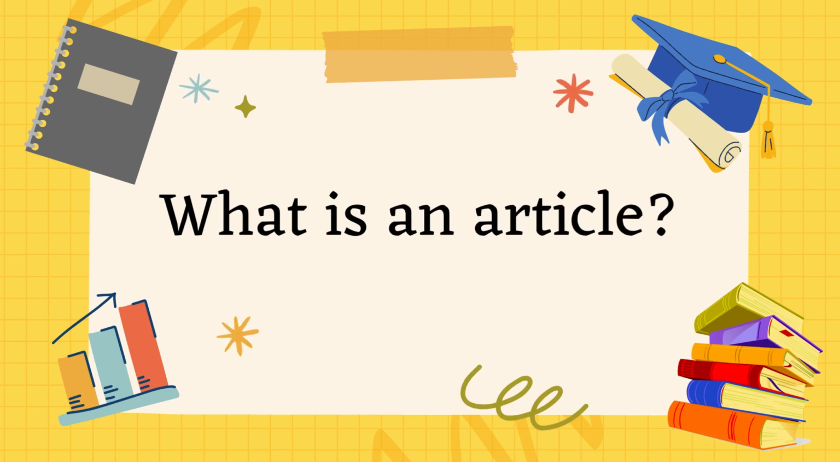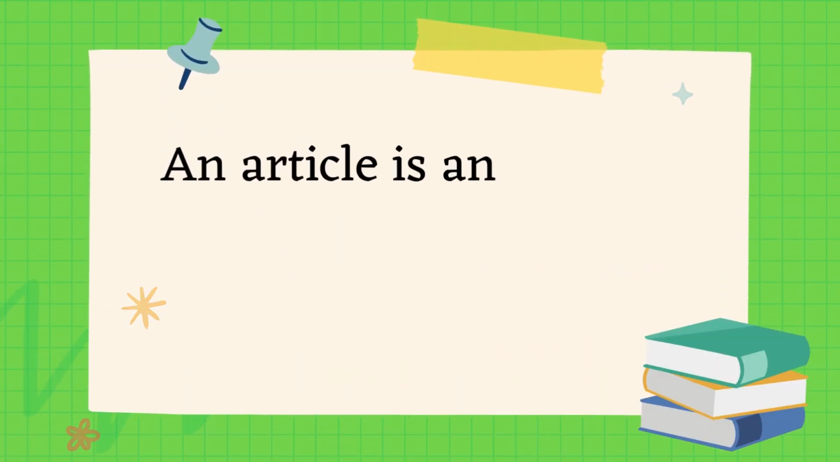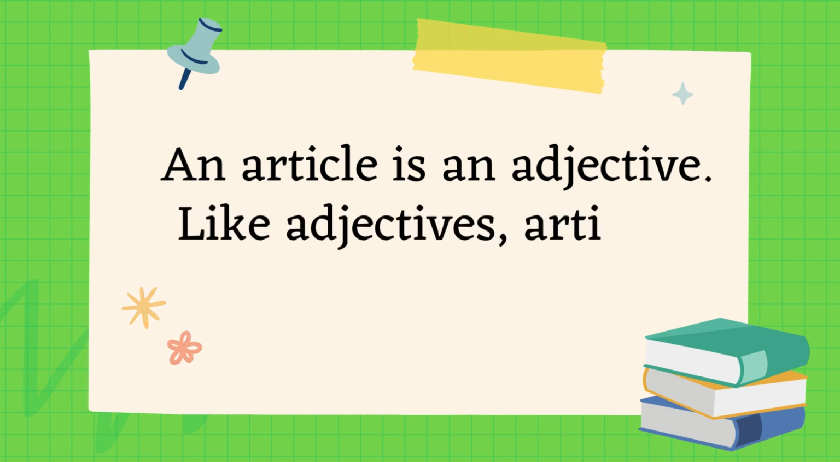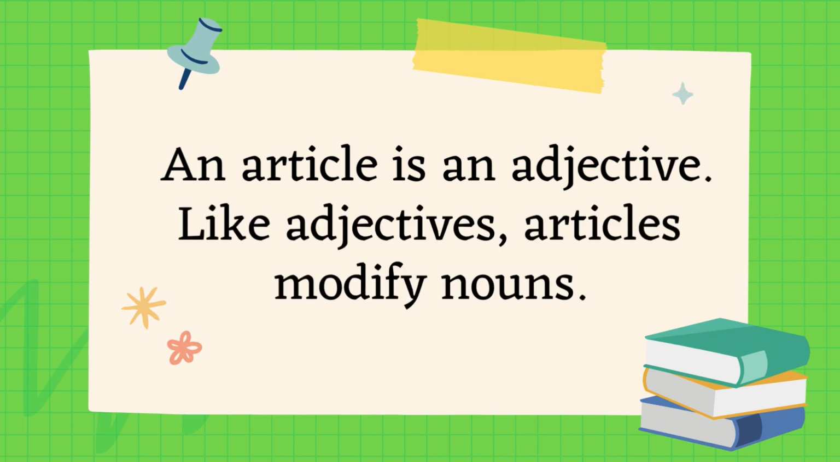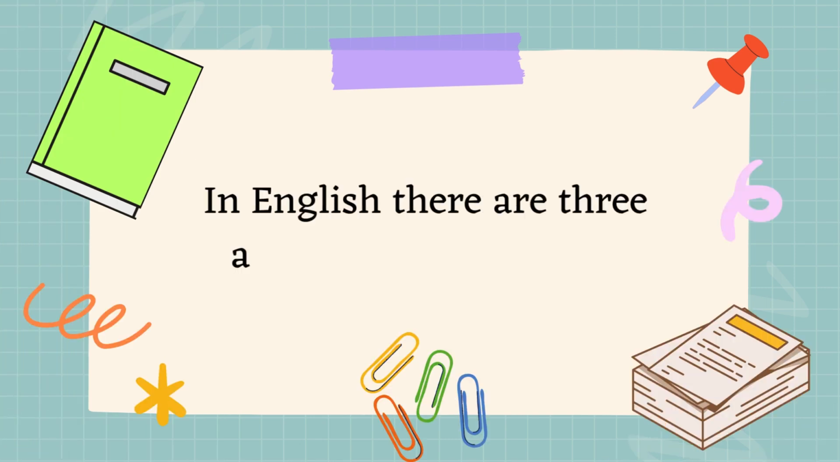What is an article? Articles are words that identify a noun as being specific or unspecific. An article is an adjective. Like adjectives, articles modify nouns. In English, there are three articles: a, an, and the.